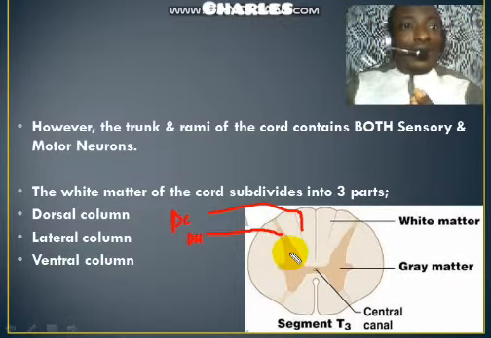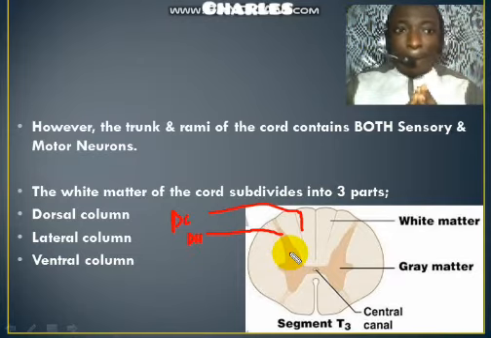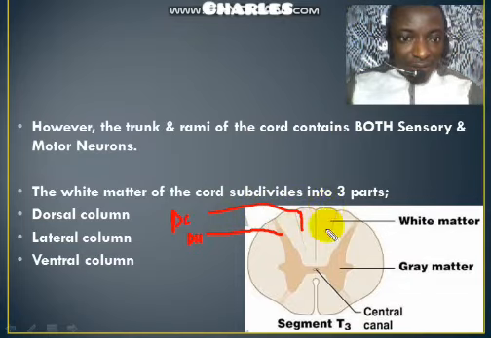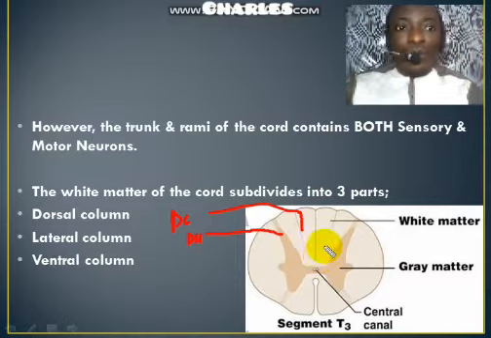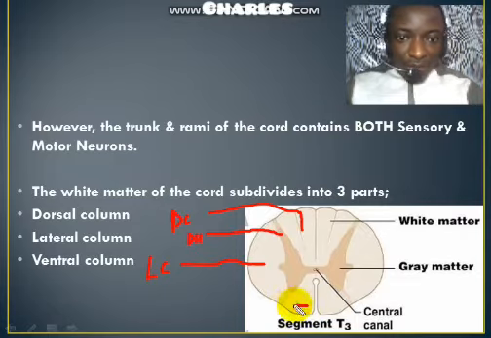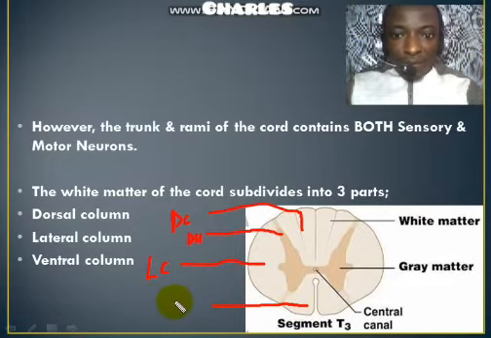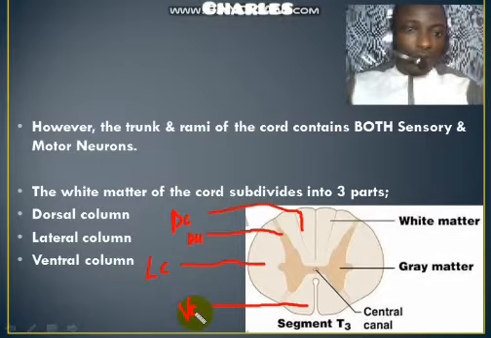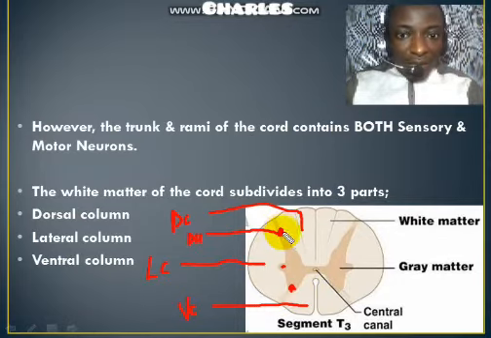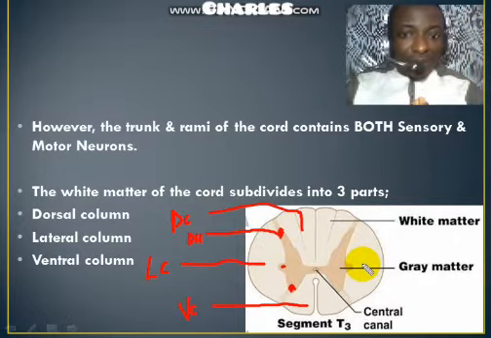Now we are talking of the different parts of the white matter. First part is the dorsal column, and this area represents the dorsal column of the spinal cord. This part represents the lateral column, whereas this part of the cord represents what? The ventral column. Remember, this is the lateral root horn. This is what? The ventral root horn. And this part is the dorsal root horn. I hope that is understood.